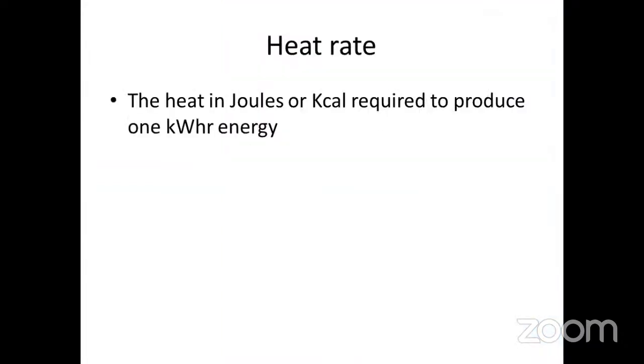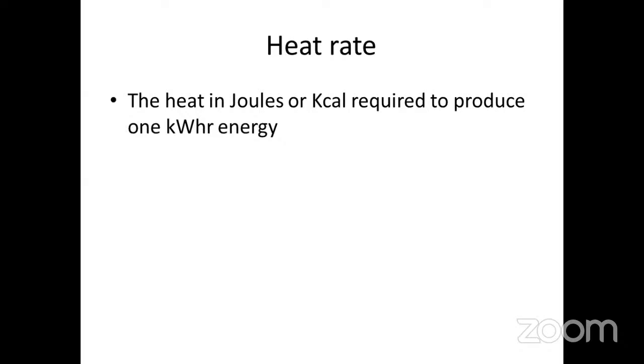Heat rate. Heat rate is the heat in joules or kilocalories required to produce 1 kilowatt hour of energy. What is heat rate? This is an important definition. We have to be thorough with it. The heat required to produce 1 unit of electricity. That means in a power plant, for producing 1 unit of electricity, they will calculate what amount of coal is needed, and multiply that by the kilocalorie of the coal. So that will give us the kilocalories required to produce 1 kilowatt hour of energy.